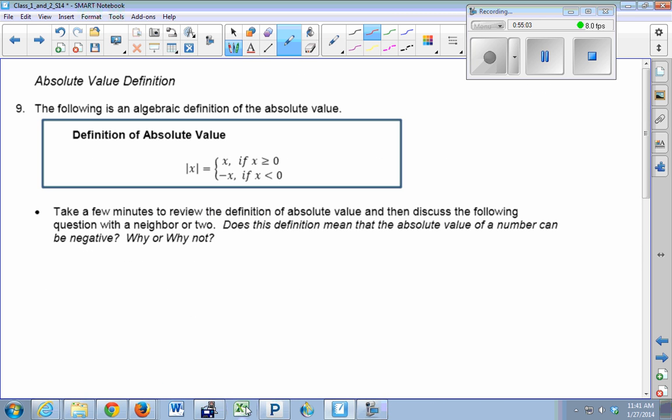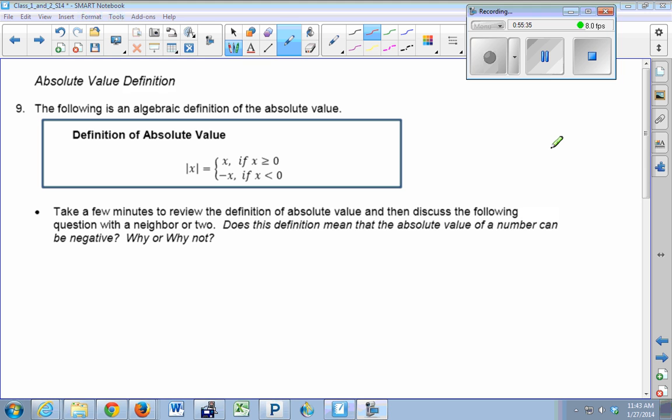Okay, so we've got a couple more things to cover before the end of class. This appears in section P1. I think most of you are familiar with absolute value, but you may not be familiar with the official definition of it. So first, take a few minutes at your seat to review this definition, and then discuss the following question with one of your neighbors. Does this definition mean that the absolute value of a number can be negative? Why or why not? So look it over and have a little discussion.